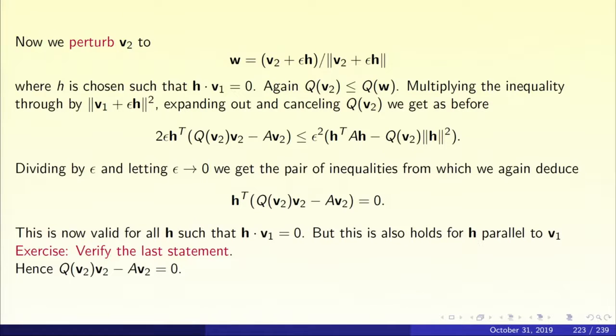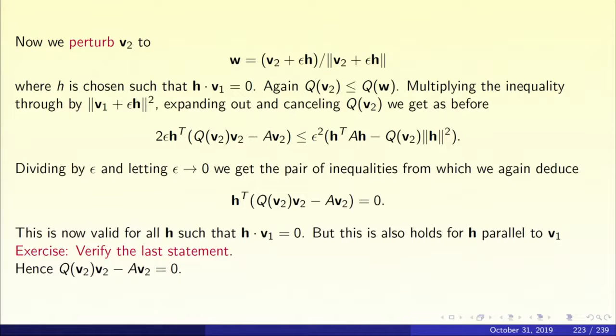How can we conclude that Q(V2) V2 minus AV2 must be 0? We can only conclude that provided this last displayed equation holds for all H. We have proved that it holds for H orthogonal to V1. From there, how do we bootstrap upwards and show that that equality holds for all H? Let us see. Now suppose I take H to be V1. Then what happens to that last displayed equation?